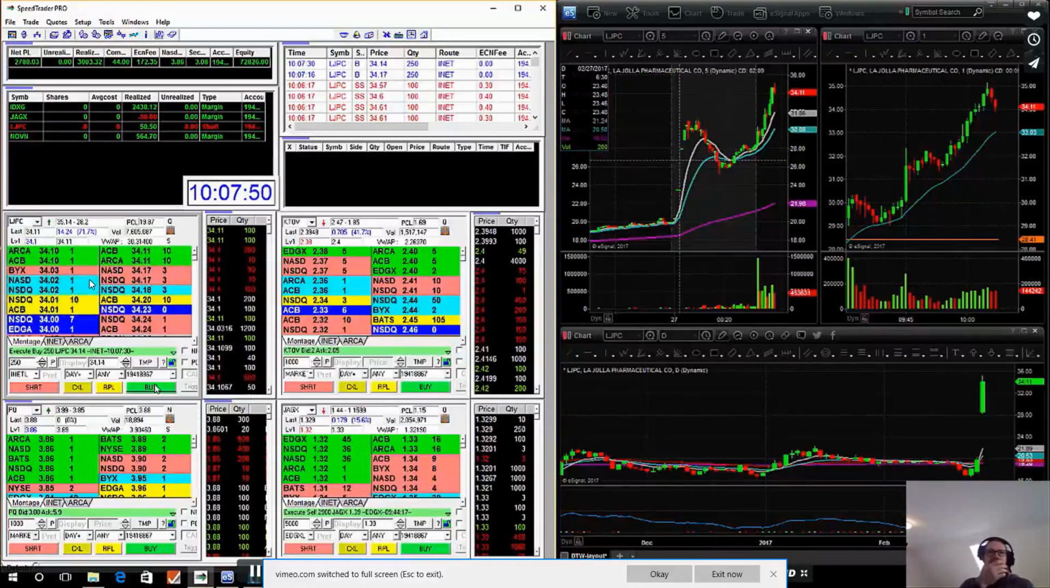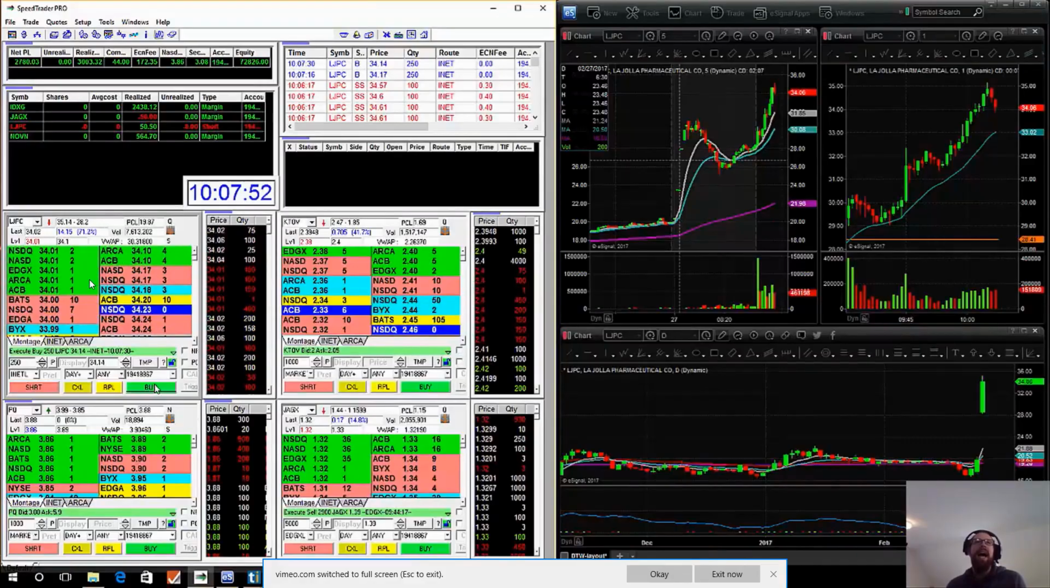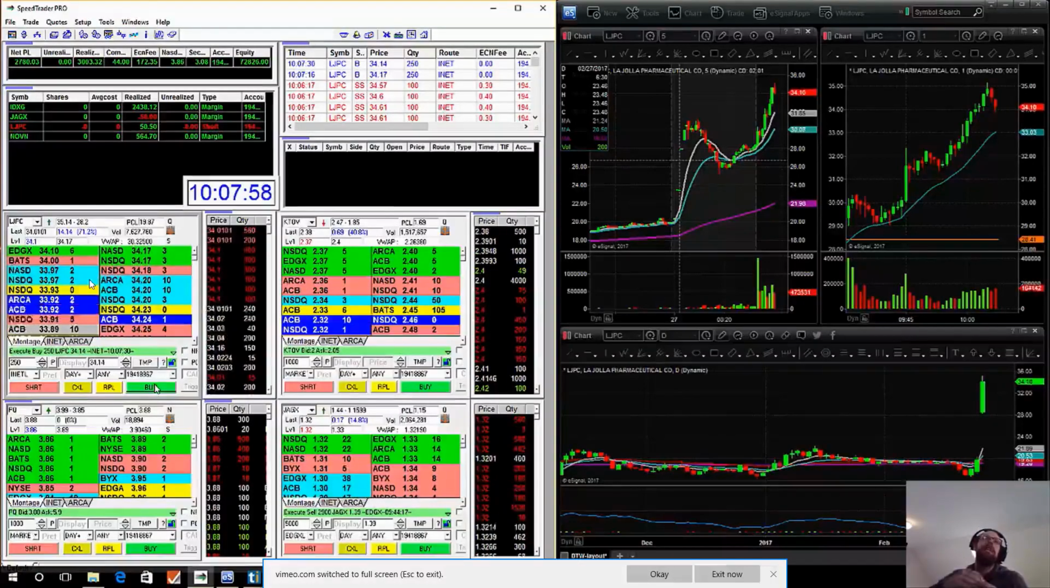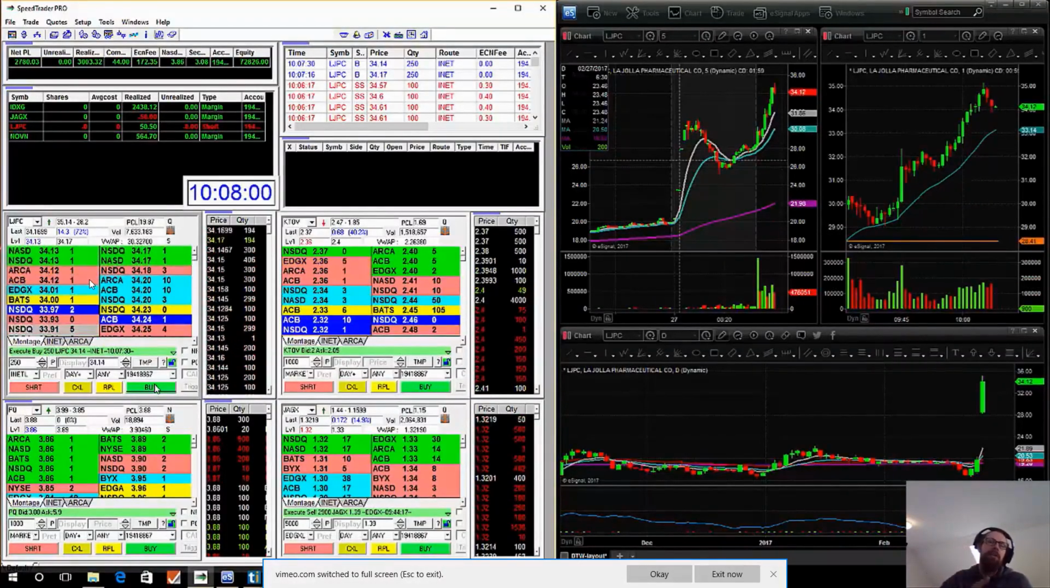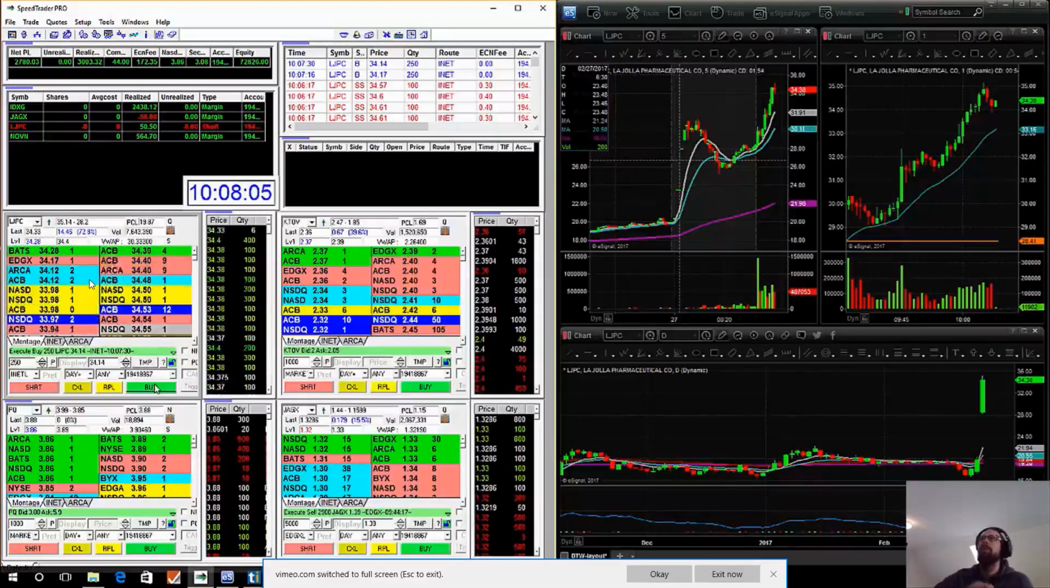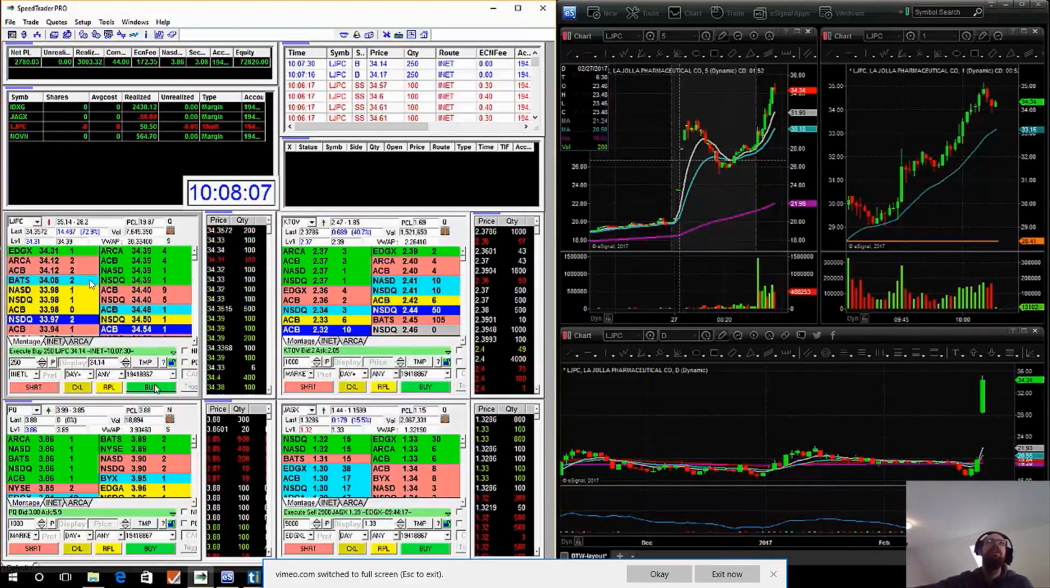So you can see here, I was a little early on my first try, and this could have gone 3 more points. It could have gone 4 more points. Obviously if I'd held, I would have been back to break even, but you don't want to take that approach because these can go and go and go. You got to get out, get back in.